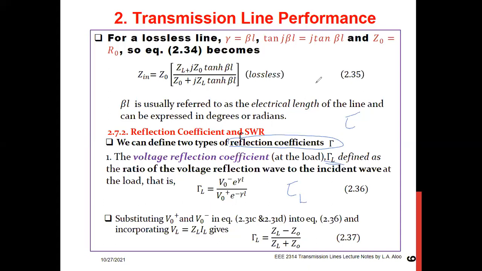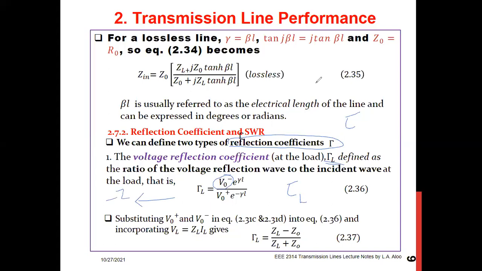Now, the reflected voltage wave will have its amplitude designated as V naught negative, because that one will represent the component traveling towards the negative what?